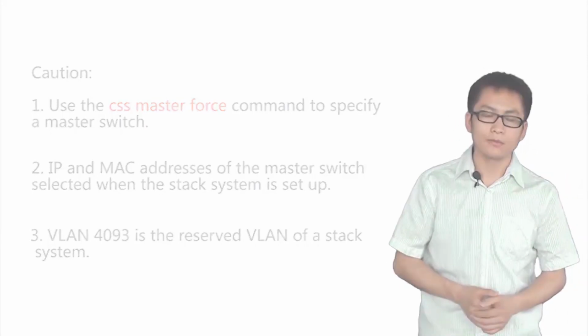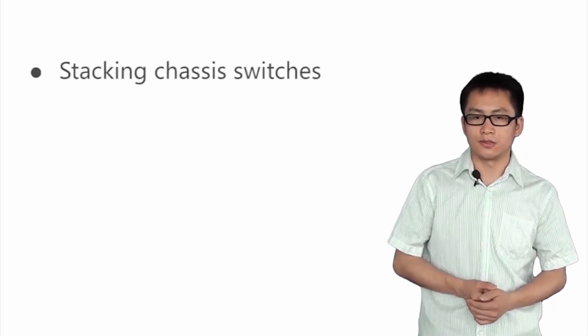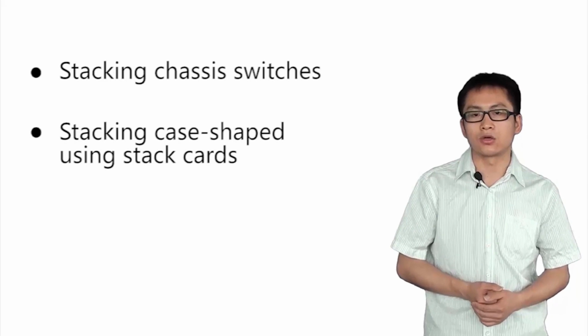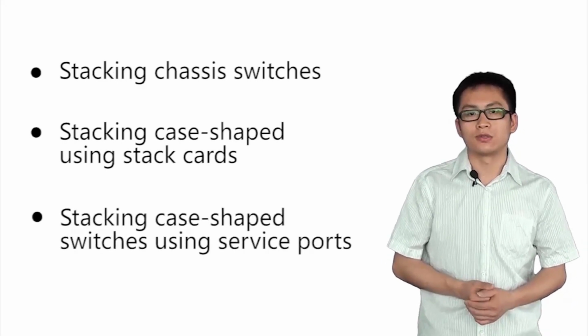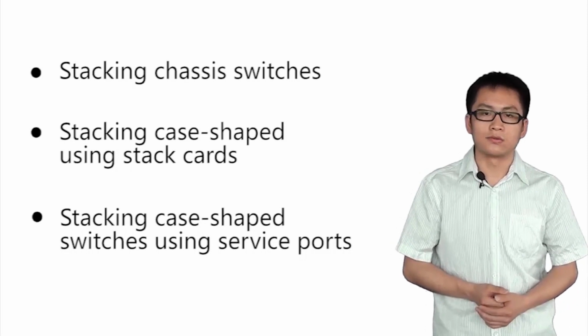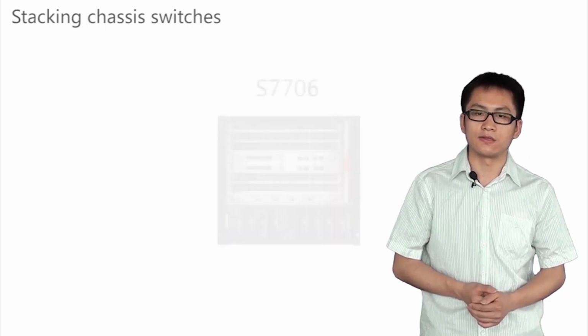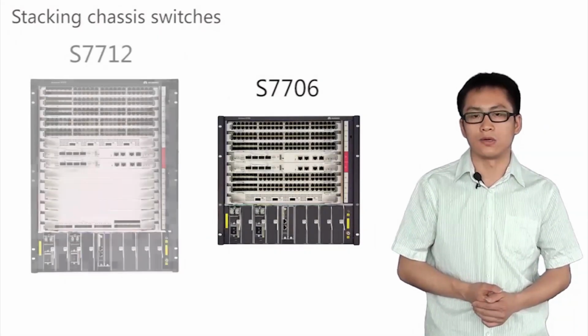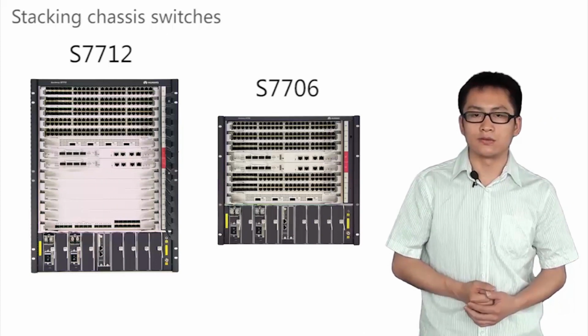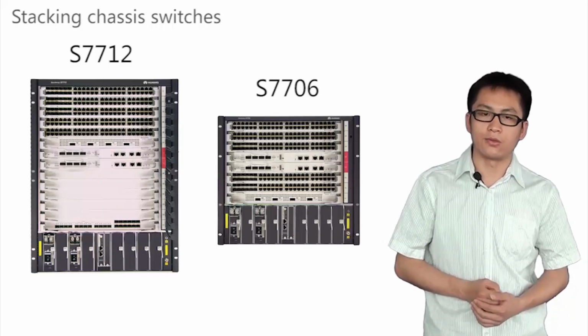Now let's learn about the stacking configuration on switches. Stacking is typically used in the following three scenarios: stacking chassis switches, stacking case-shaped switches using stack cards, and stacking case-shaped switches using service ports. Chassis switch stacking. Let's first learn more about the basics of chassis switch stacking. Two chassis switch models support stacking: S7706 and S7712. A stack system can contain switches of the same model or different models.